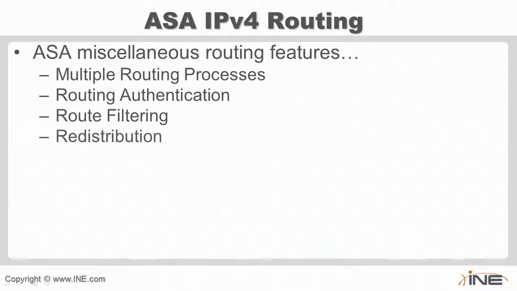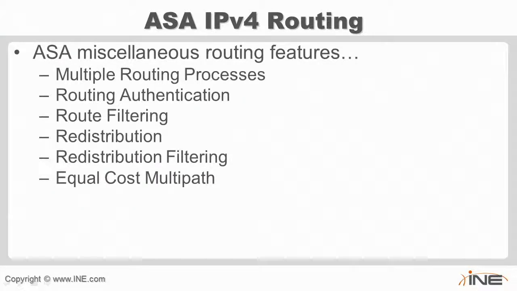We could do redistribution. If we have different protocols running on different interfaces, we could exchange the information between them. And then when we do redistribution, we can do filtering to specify what particular prefixes we do or do not want to allow. We also support ECMP, equal cost multipathing, for doing load distribution. But there's kind of a strange caveat with the ASA, which is that it's only supported over the same interface.